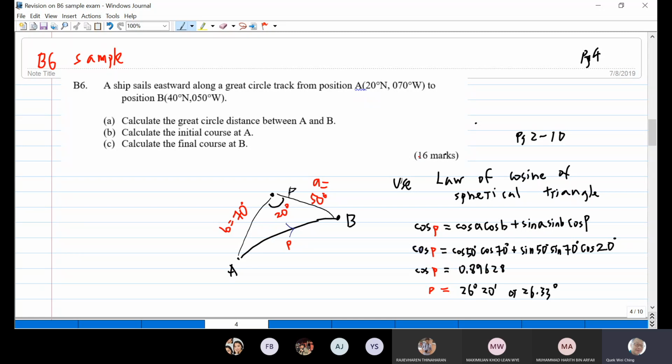So this will be equal to 26 degree 20 minutes. Okay, the spherical cosine law is given to you also in the formula card here. So this is how you find part A. Okay, so part A, the quick distance is actually 26 degree 20 minutes or 26 degree 33 minutes. Yeah. Okay, so this is part A.